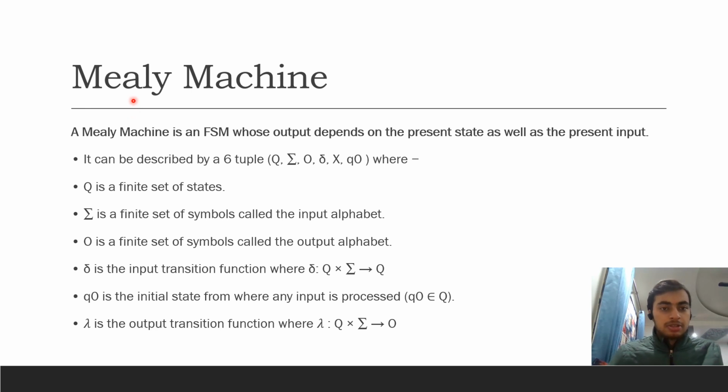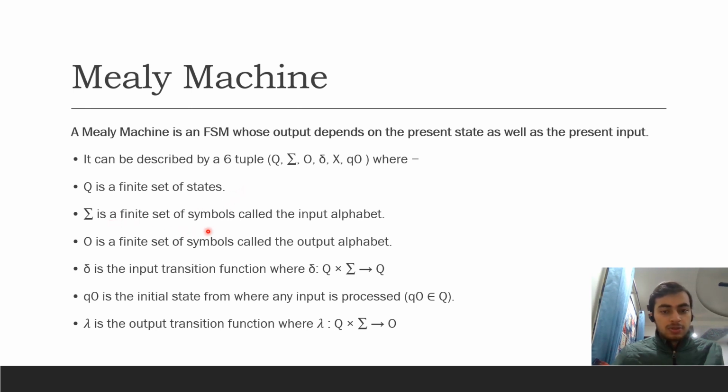Now let us understand what is a Mealy machine. A Mealy machine is an FSM, that is a finite state machine, whose output depends on the present state as well as the present input, as compared to the Moore machine in which the output was only dependent on the present state. The Mealy machine can be described by a six tuple that is Q, sigma, O, that is the output tuple, delta, lambda and Q naught, where Q is a finite set of states. It is the same as the Moore machine.